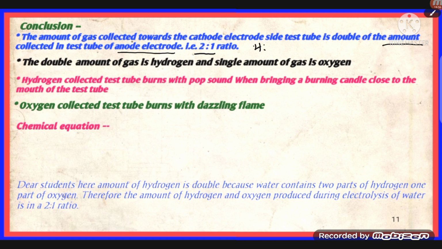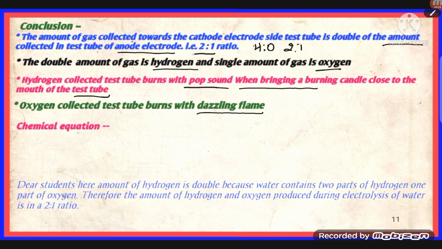Hydrogen, oxygen, 2:1. The double amount of gas is hydrogen and the single amount of gas is oxygen. The hydrogen collected test tube burns with a pop sound when bringing a burning candle close to the mouth of the test tube. The oxygen collected test tube burns with a dazzling flame.